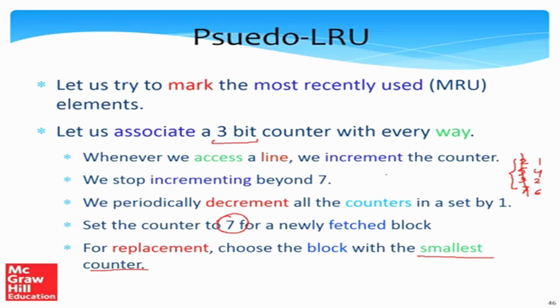We have a logic for incrementing. Whenever we access, we increment. Don't go beyond 7 in this case. Periodically, we decrement, because unless we do that, all the counters will remain at 7. Whenever a block comes in, it comes in with the highest priority, which is 7. And for replacement, we choose the block with the lowest counter. The lowest counter means in the past, it has hardly been accessed.